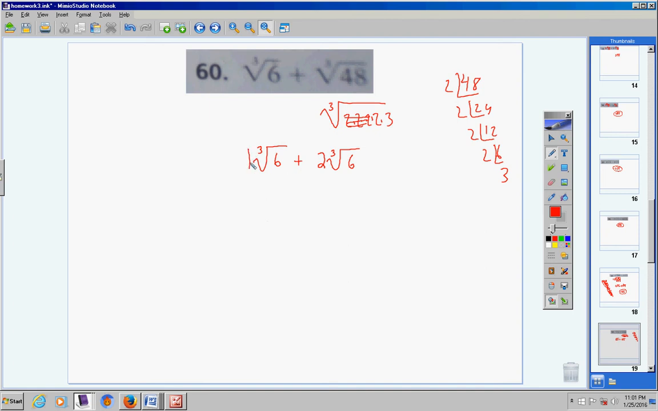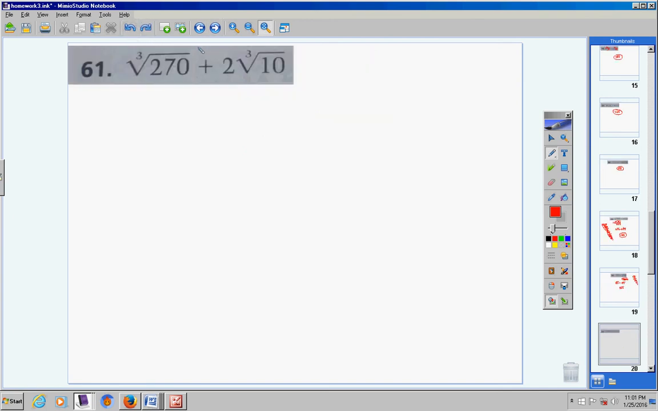And look at that. We now have matching radicands and matching indexes. So combine your outside numbers. 3 cube root of 6. You cannot simplify this because the prime factors of 6 would be 2 and 3. So there's your answer. Moving on to number 61.